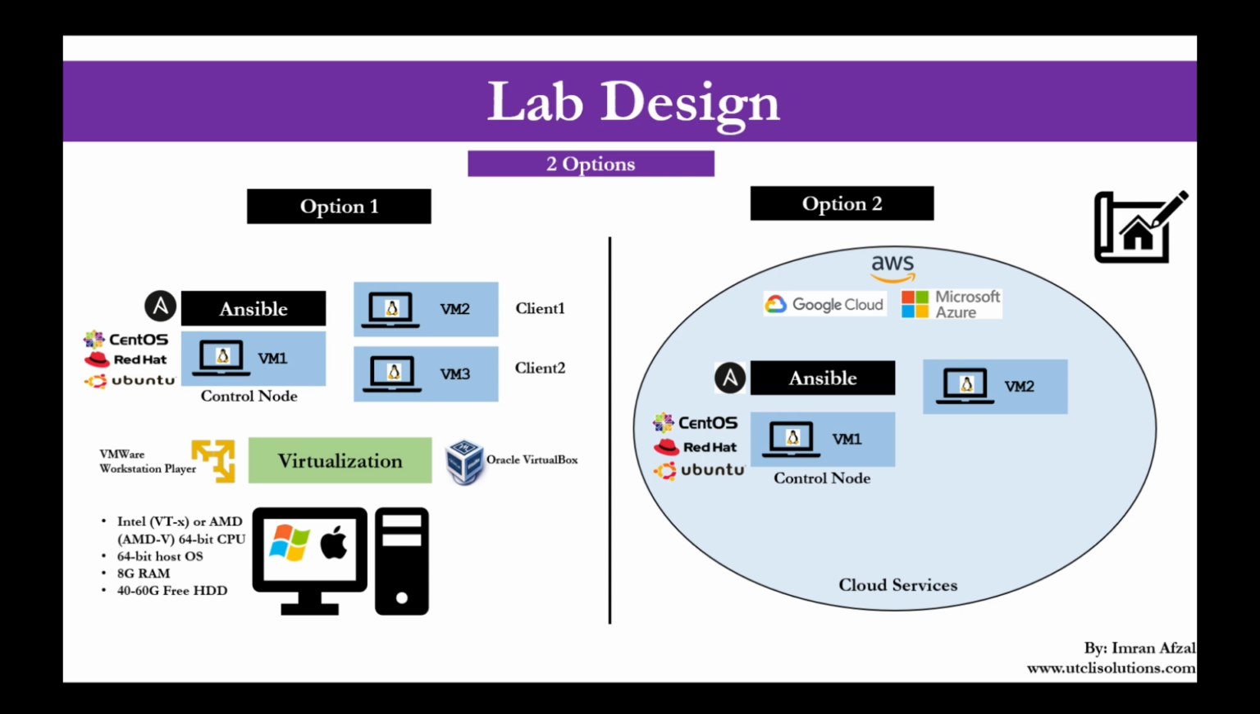In that VM2, of course, we will install a Linux. Same thing, this is going to be client 1. Same thing with VM3, Linux, and that becomes client 2. So that's our option 2. But in this entire course, we will go through option 1. And by the way, the VM1, that's where we will install the Linux operating system. In this entire course, we will go through the CentOS operating system installation, and we will set up our control node on that operating system and install the Ansible on it.